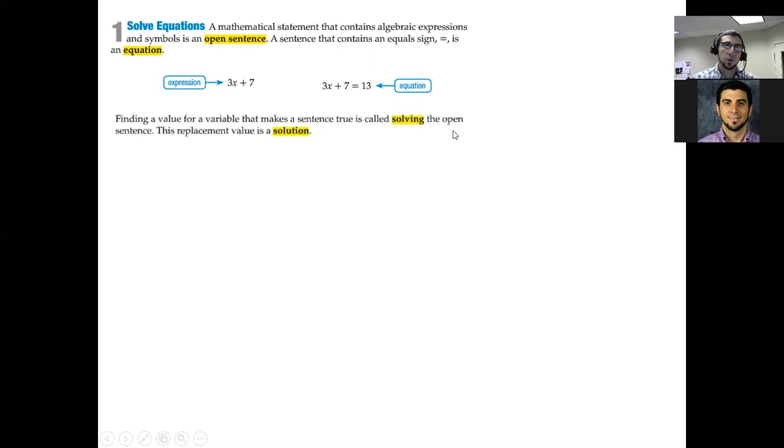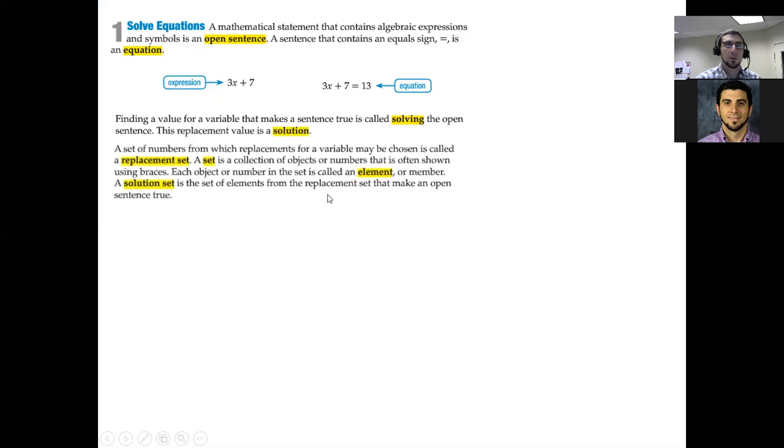Finding the value for a variable that makes a sentence true is called solving the open sentence. This replacement value is called the solution. In other words, the number that you put in for x that makes this true would be the solution, and figuring out the number for x would be solving it. A set of numbers from which replacements for a variable may be chosen is called a replacement set. That's kind of like the numbers that you can pick from to see if they would be a solution.